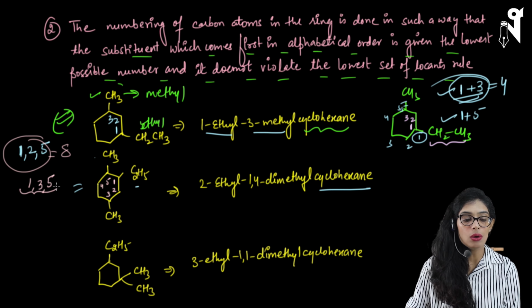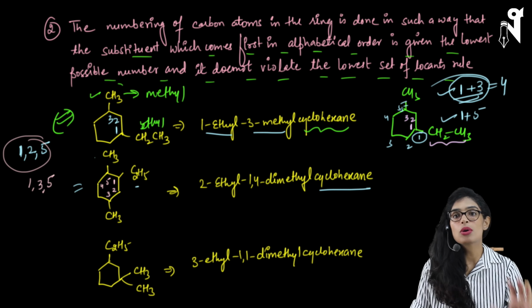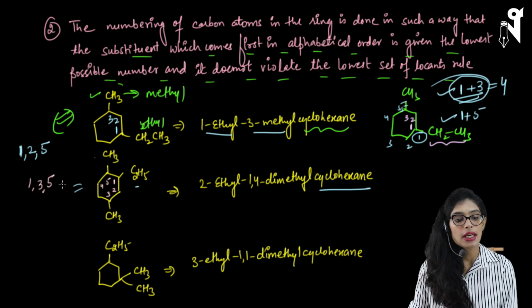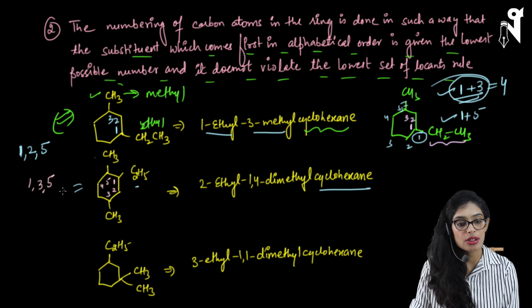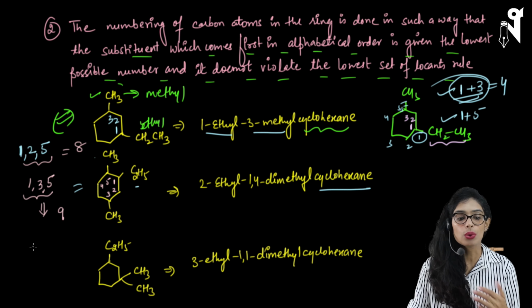Now let's see if there is any other way. If I talk about the first set of positions, then I get the sum as 8. Correct? If I talk about this set of locants, then the sum comes to 9. So obviously this is completely ruled out.